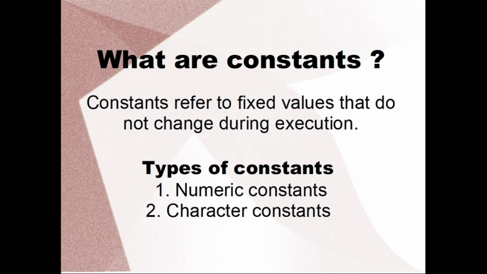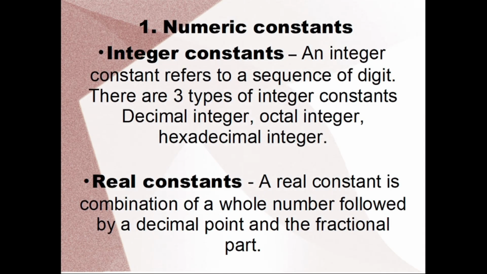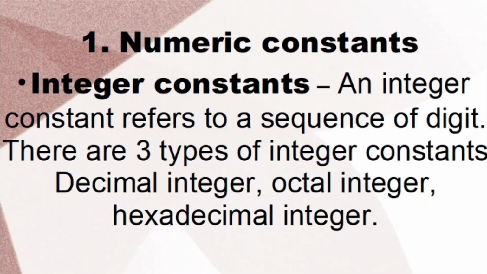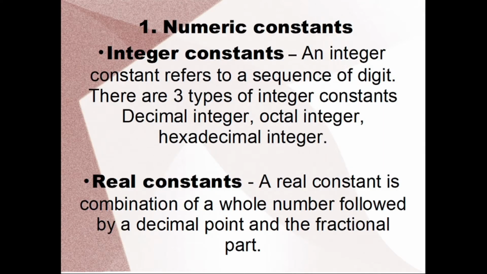Types of constants: they are of two types, numeric and character constants. In numeric there are two types of constants: integer constant and real constant. In integer constants, an integer constant refers to a sequence of digits. There are three types of integer constant: decimal integer, octal integer, hexadecimal integer.